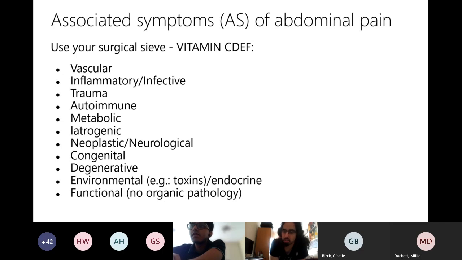I won't include vasculitis under here because I'll include it under inflammatory, which is the next one. So let's say you have faintness as well, your syncopal symptoms as well. So let's say you've got your inflammatory conditions and your infective conditions, what sort of associated symptoms will come along with those?